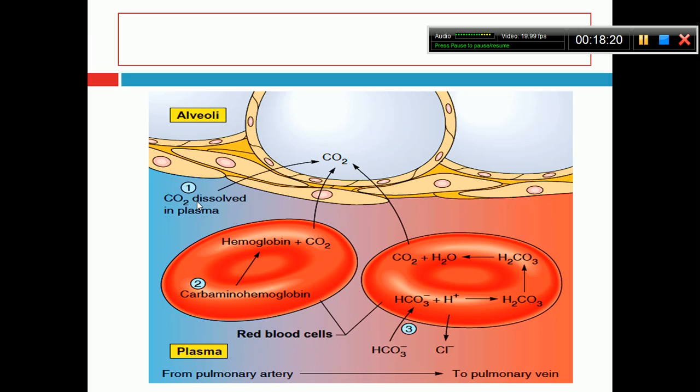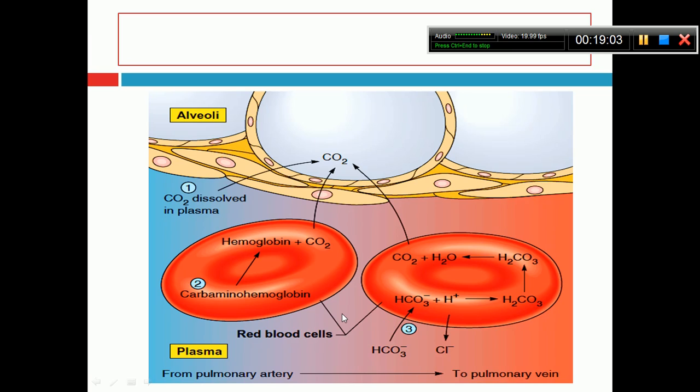Referring back to our earlier discussion, when we discussed the composition of air in different segments, alveolar air, blood and environmental air, we discussed the composition of all the airs. Diffusion occurs from the region of higher concentration to the region of lower concentration. This is the region of lower concentration, so carbon dioxide will diffuse out. The second one is carbamino hemoglobin, which is a loosely held bond, so carbon dioxide will simply move out.